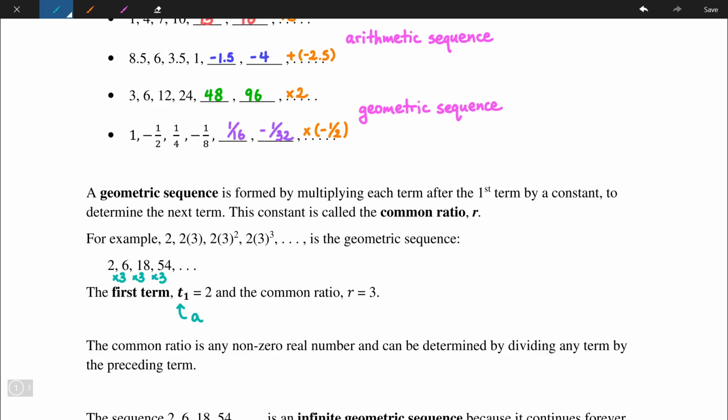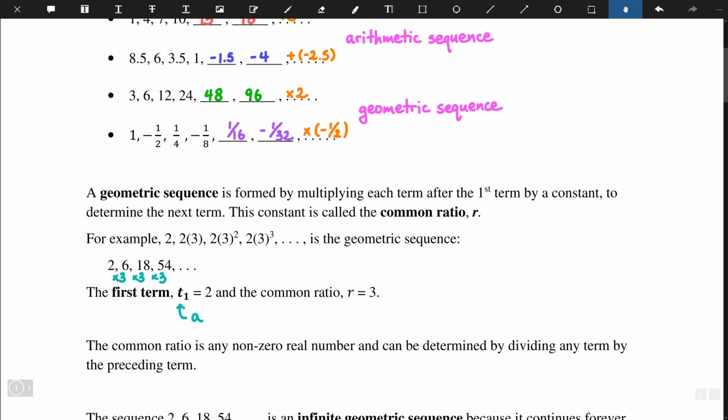Okay. So the common ratio could be any non-zero real number, and it can be found by dividing any term by the preceding term. So if you divide the fifth term by the fourth one, then the result will be the common ratio.